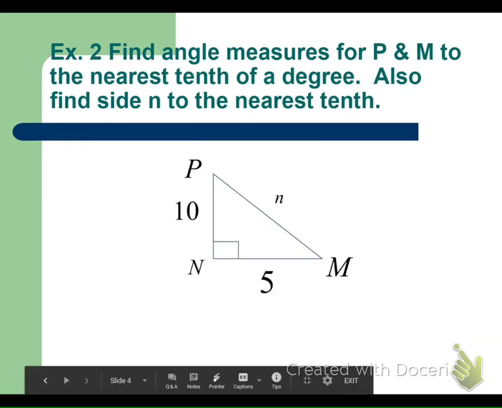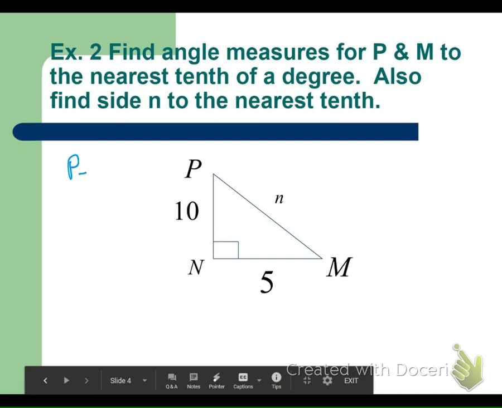For this example, it says find the measures of P and M to the nearest tenth of a degree, and also find the side N to the nearest tenth. Which one do you want to do first, find the angles or the side? Angles? Okay. So let's start with P.